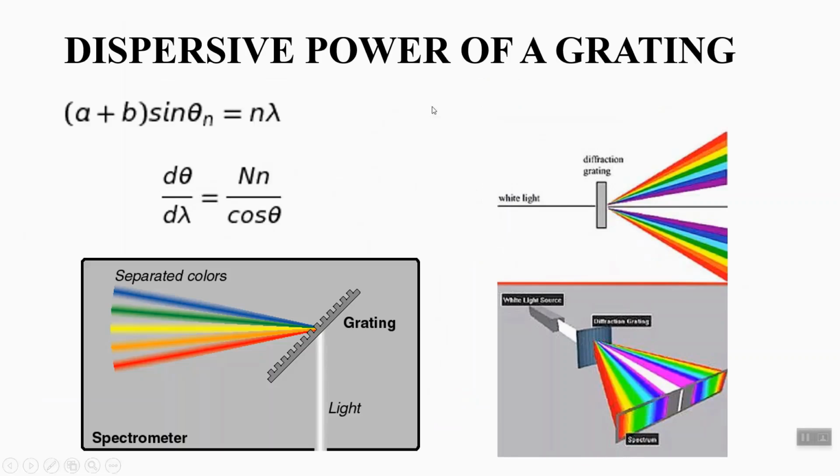Now let us describe the dispersive power of a grating. The wavelength dependence in the grating equation shows that the grating separates an incident polychromatic beam into its constituent wavelength components. That is, it is dispersive. Each wavelength of the input beam spectrum is sent into a different direction, producing a rainbow of colors under white light illumination.